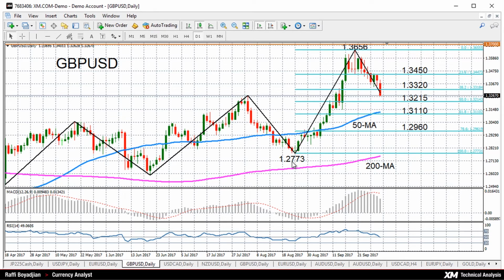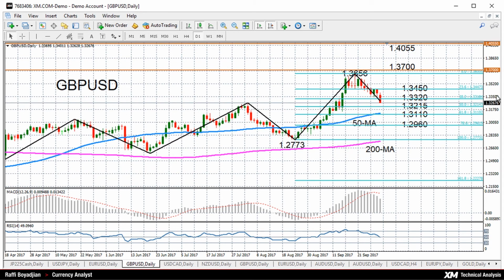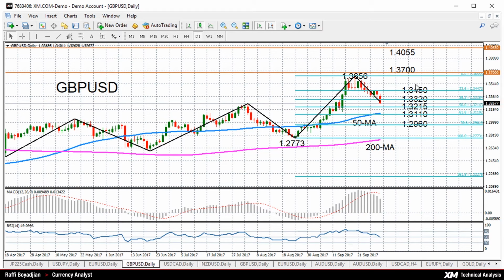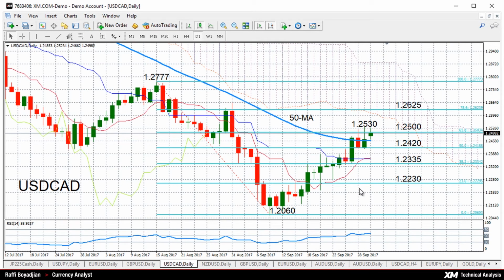A drop below the 1.2773 level would possibly put into question the current uptrend, whereas a break above 1.3656 would mean a resumption of the uptrend, with the next key resistance areas to watch for being the 1.37 level and the 1.4055 level.